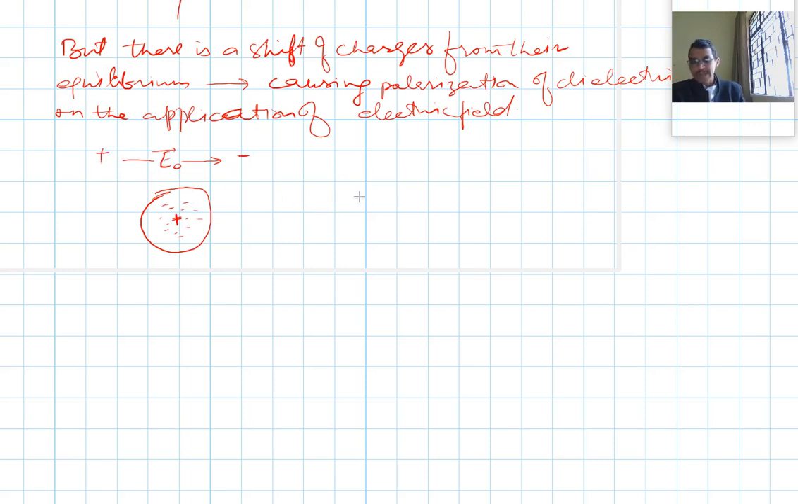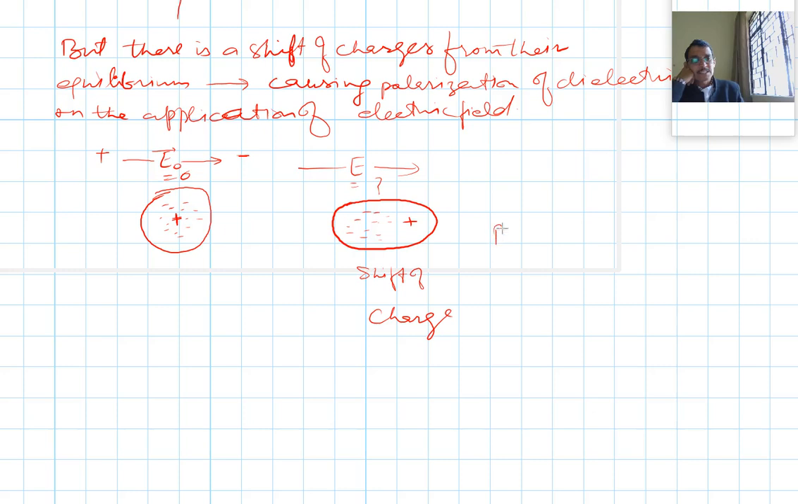So due to this, what will happen? There is a shift in it. The positive will shift towards this side and the negative will shift towards this side, right? That means there is a shift of charge on the application of the electric field. Here it will be 0 and it has some finite value. This shift of charge is known as the polarization of the dielectric.